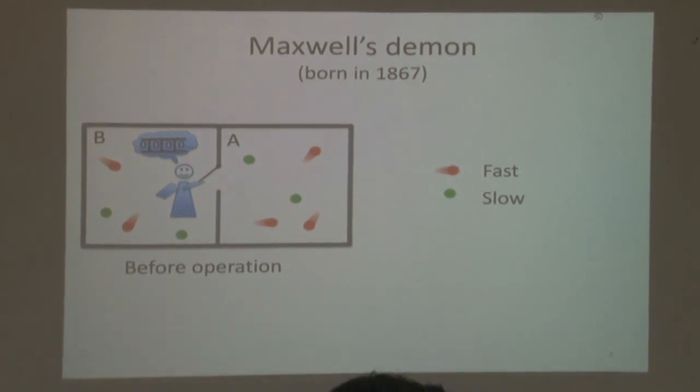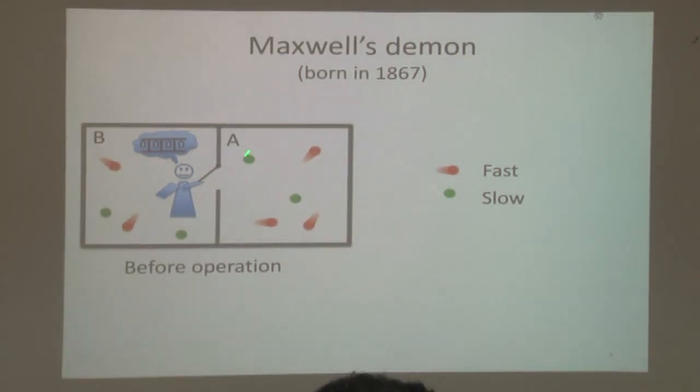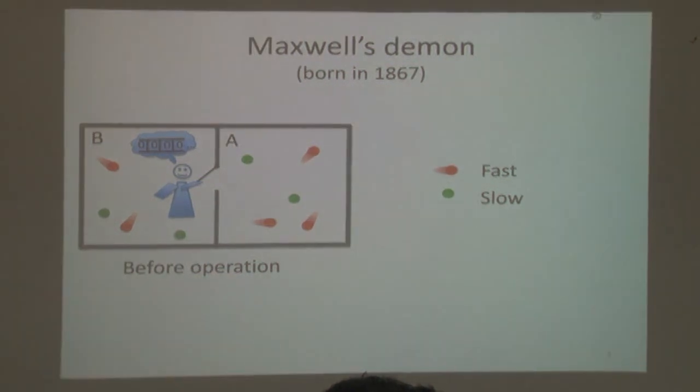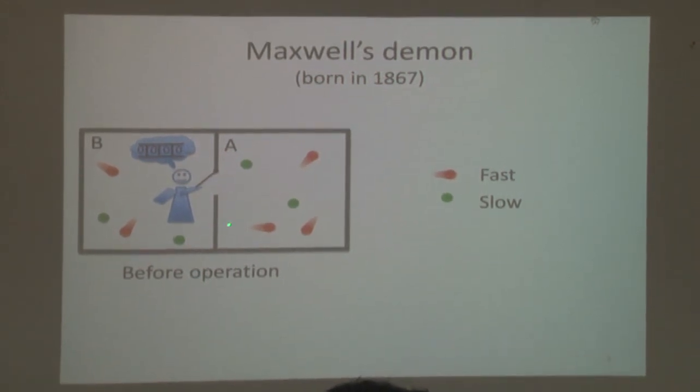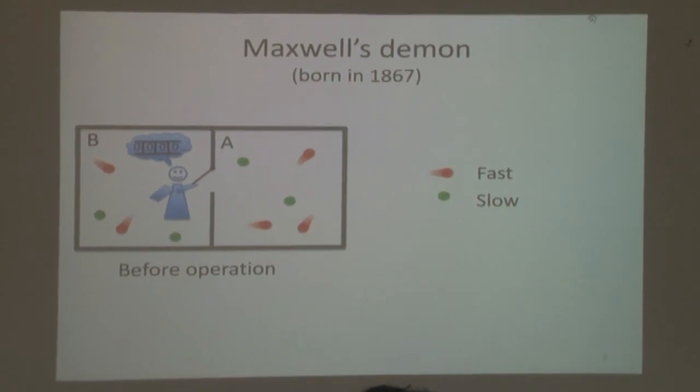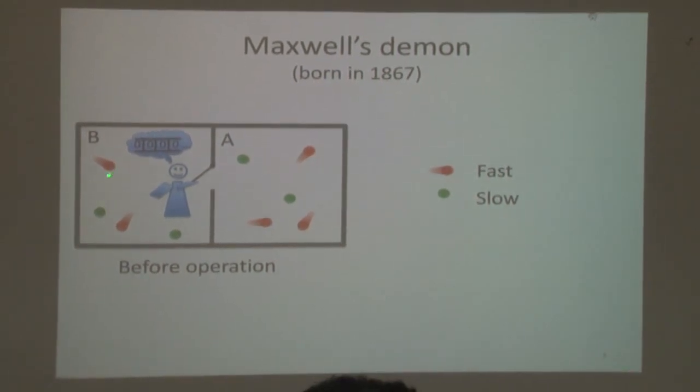What it does is the following. Whenever a fast molecule from the right tries to go towards the left through that hole, it will open the trap door so that the fast molecule can go towards the left. However, if a slow molecule tries to do that, it will close the door so that the slow molecules cannot go from right to left. Similarly, whenever a slow molecule tries to go from left to right, it will let it go. So it's just the opposite, but it will not let the faster molecule go.